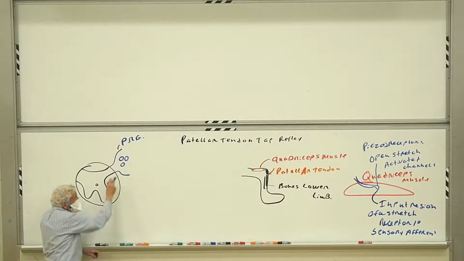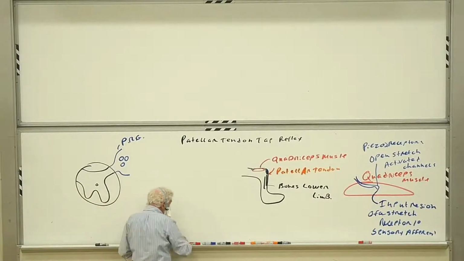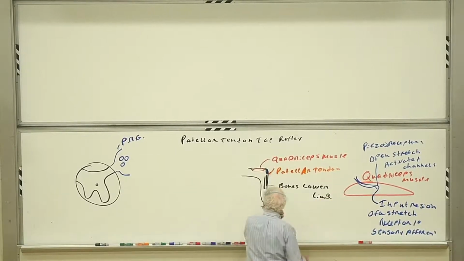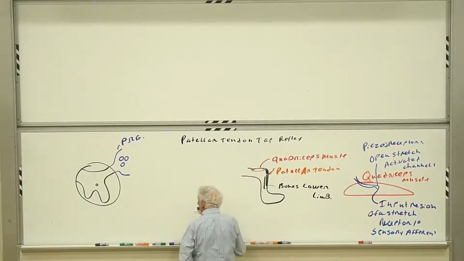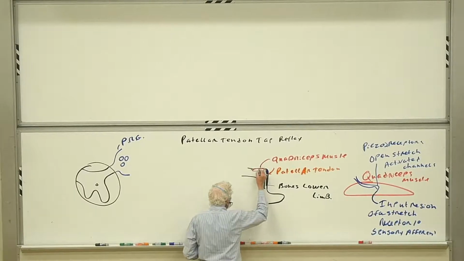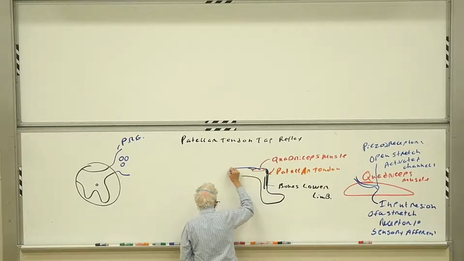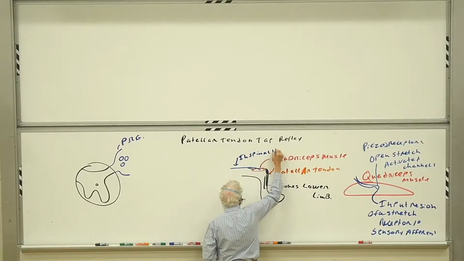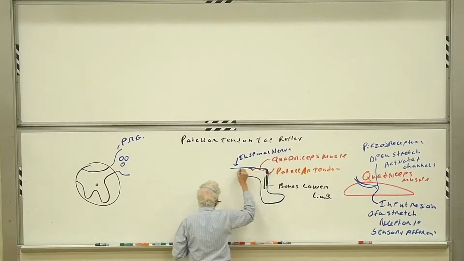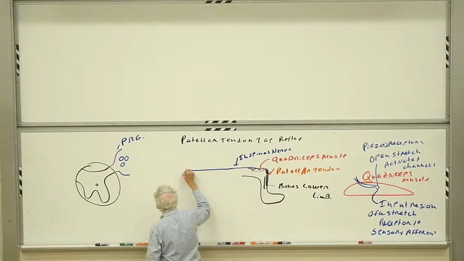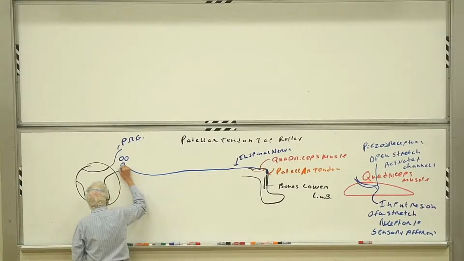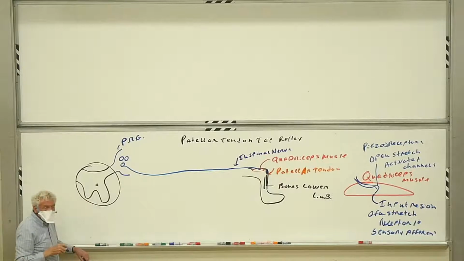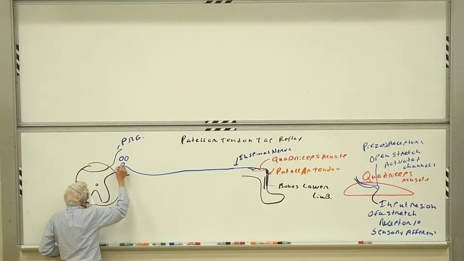Now, if we're going to follow one of these, we're going to follow one that we described here in the quadriceps muscle. So we can imagine here that this is the ending for the primary sensory afferent. It sends a process in the spinal nerve, all the way back to where the cell body is located here in the dorsal root ganglion.